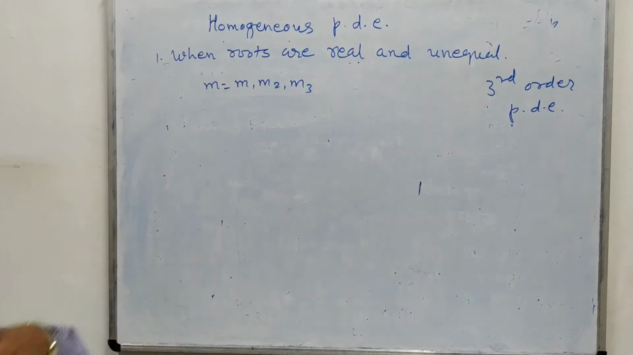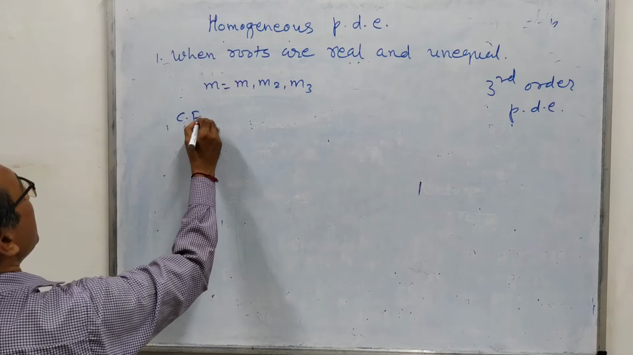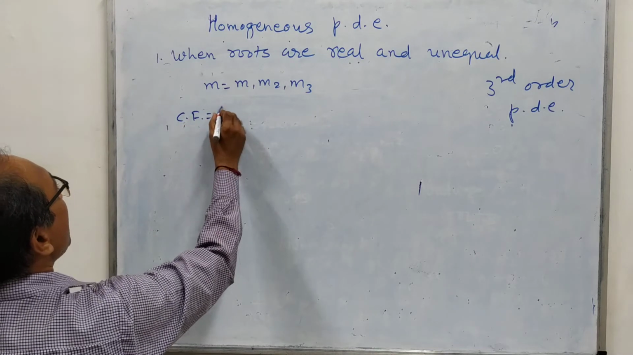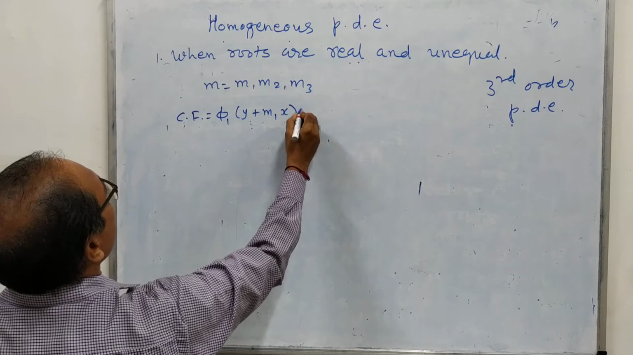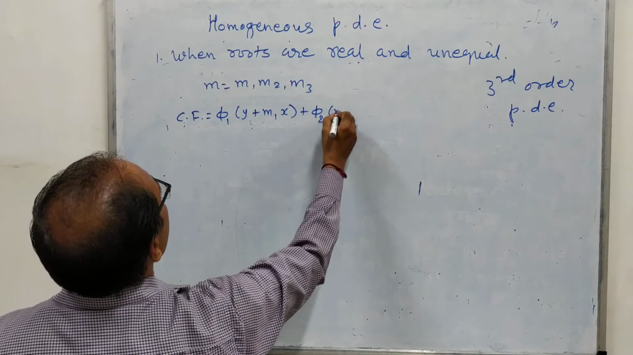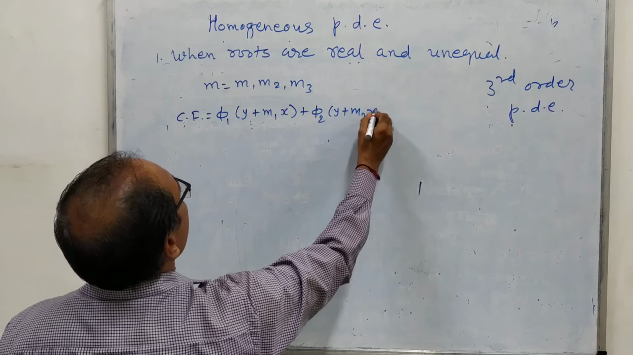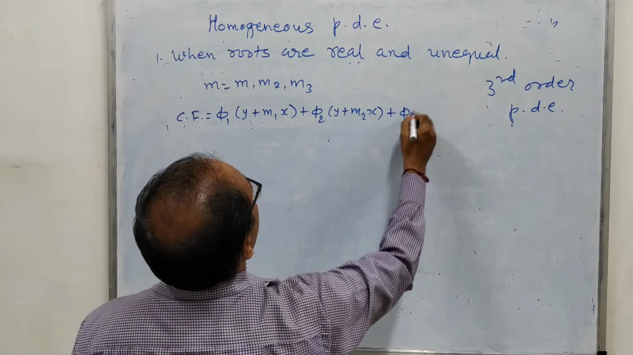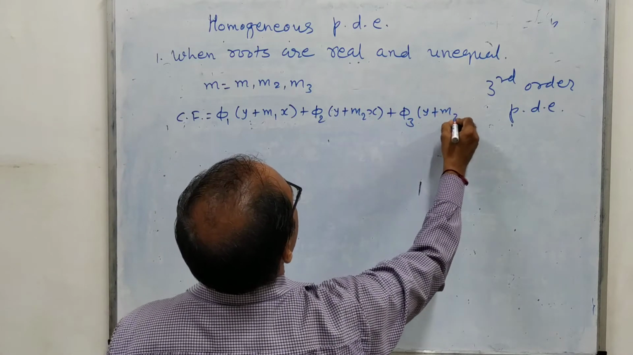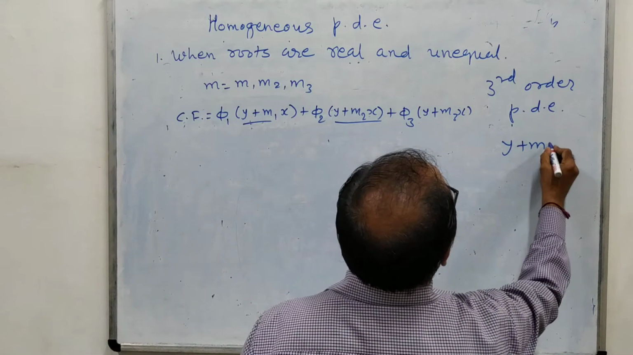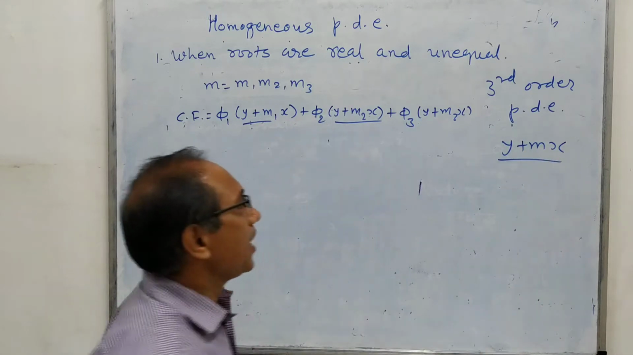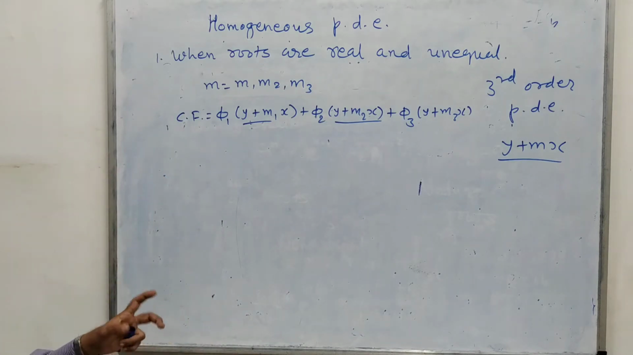We can write out the same kind of solution. So in this case, we will write down the CF as, it is very simple: phi 1 of (y plus m1x) plus phi 2 of (y plus m2x) plus phi 3 of (y plus m3x). So in the bracket, everywhere you will have to put a solution in the form of y plus mx, and m is replaced by m1, m2, m3.